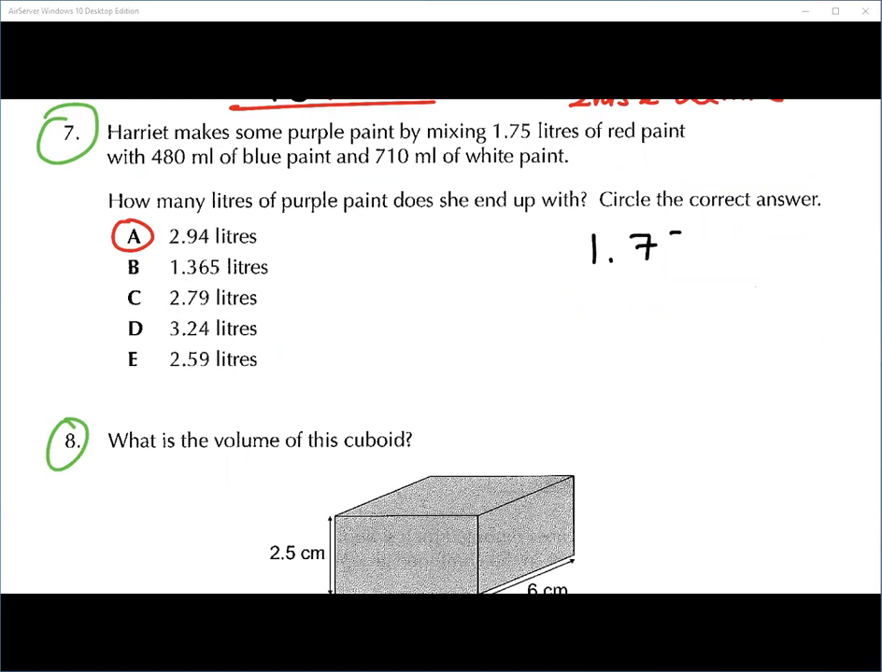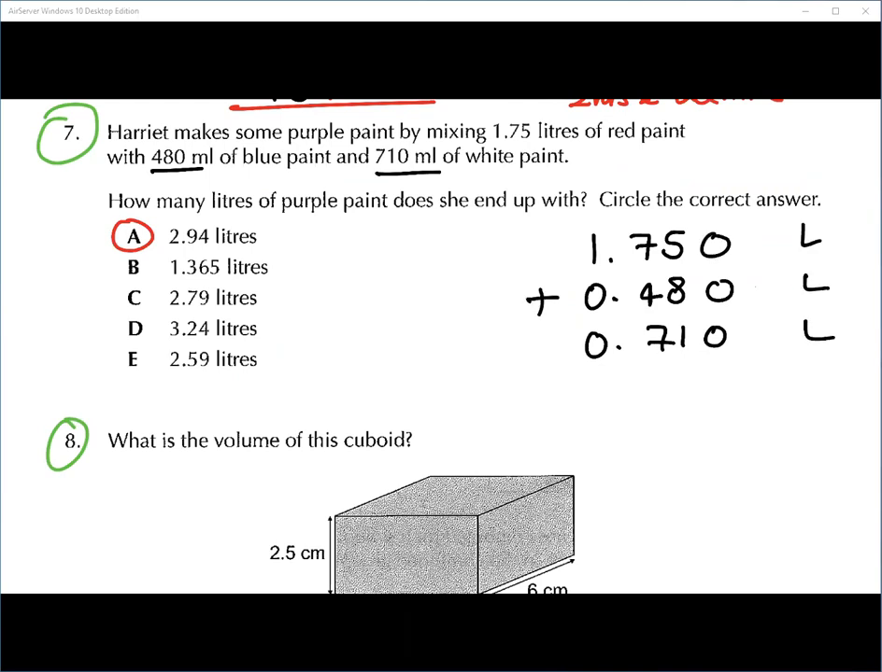You add up 1.75 at 480 milliliters and 710 milliliters. Okay, so we have to change them, all of them, into what? Liters. Put an extra 0 on there, make it look nice. Done. So how do we change milliliters to liters? You divide by 1,000. Okay, lovely. You divide it by 1,000.